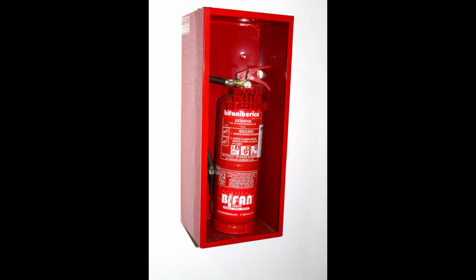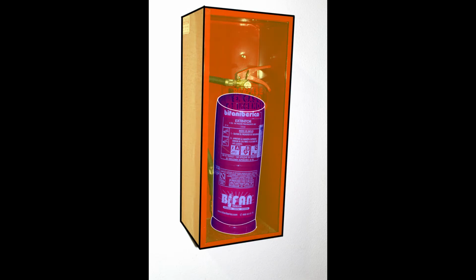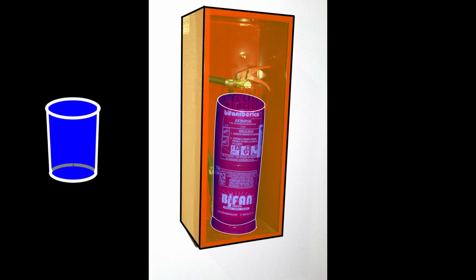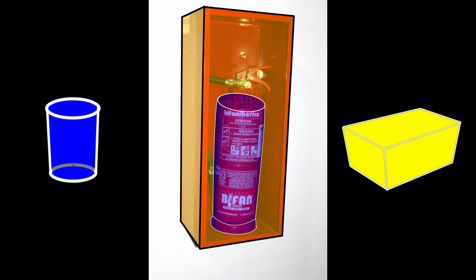As I was making my way out of the apartment building, I was met with this fire extinguisher and its container. We have two very clear shapes present here. The fire extinguisher itself in the form of a cylinder, and the cube-shaped container in which it sits. A shape inside a shape, if you will.